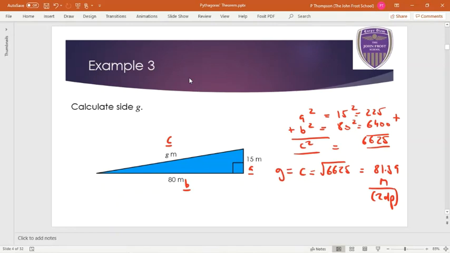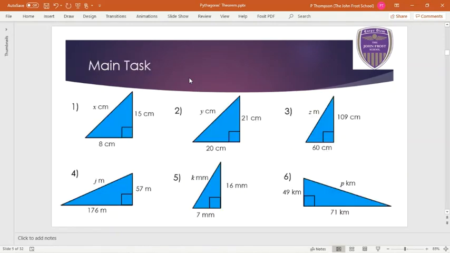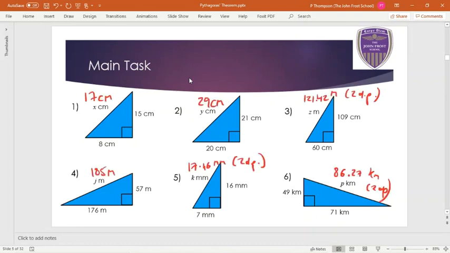Okay, so for the main task now, pause the video, have a go at the main task. Once you finish the main task, then unpause the video because the answers will be coming up shortly. Any answers here that aren't whole numbers, round them to 2 decimal places, please. Thank you. Okay, so here are the answers to the main task. So mark what you've done by pausing the video, and then come back to me for the checking question.